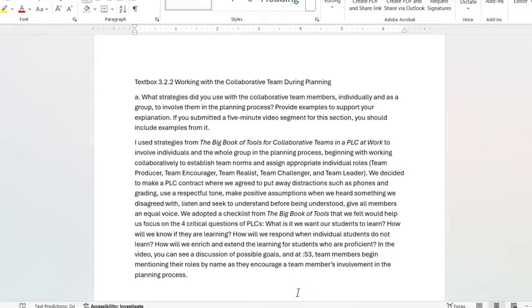So here we go. What strategies did you use with the collaborative team members individually and as a group? So there's the important part right there. We can highlight individually and highlight group, and you better have both down in here to involve them in the planning process. Provide examples to support your explanation. If you submitted a 5-minute video segment for this section, you should use examples from it. So I'm telling you, do it. Go ahead and get this done.